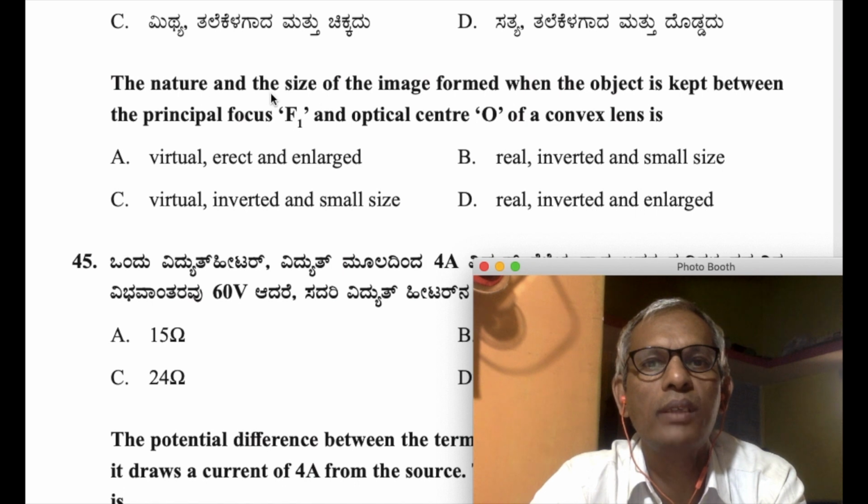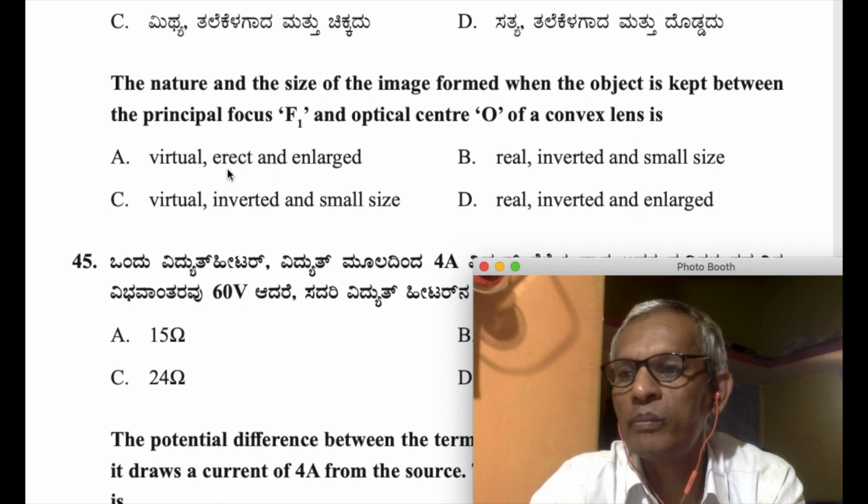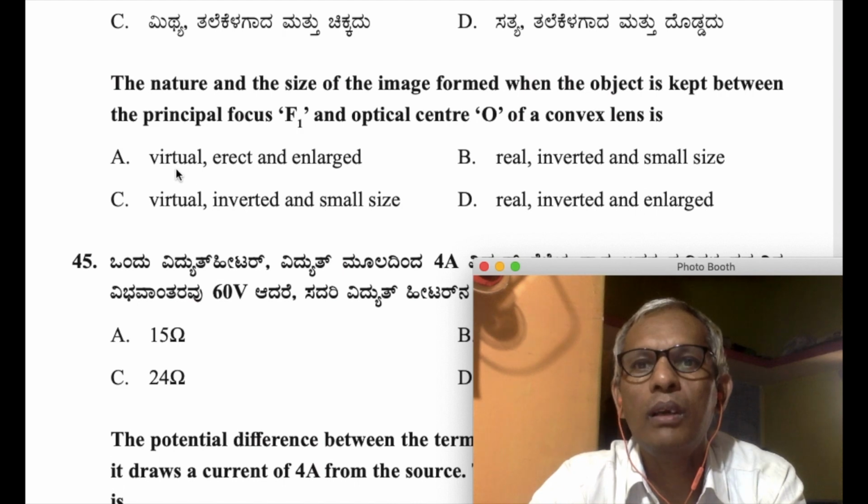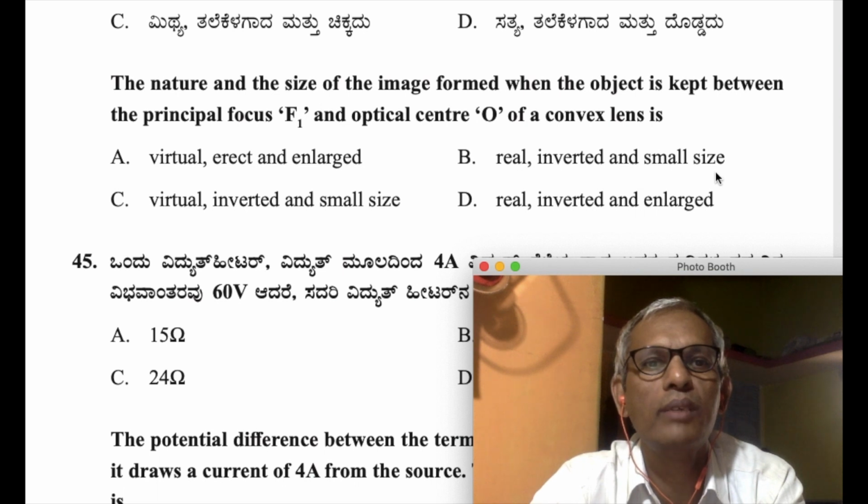So they are asking nature and the size of image formed when the object is kept between the principal focus F1 and the optical center O of the convex lens. They have given 4 options: A, virtual, erect and enlarged; B, real, inverted and small image; C, virtual, inverted and small image; D, real, inverted and large. So here we will understand what the answer is.